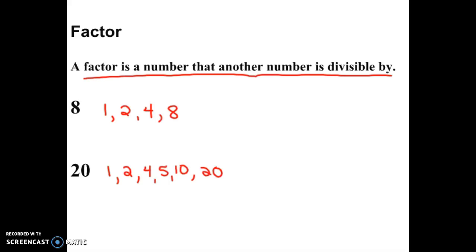If you look at the words greatest common factor, there are 3 words there. Greatest means the largest, common means what they share, and factors are numbers that divide into it. So the largest number that they both have in common that's a factor is 4. Your greatest common factor of 8 and 20 would be 4.